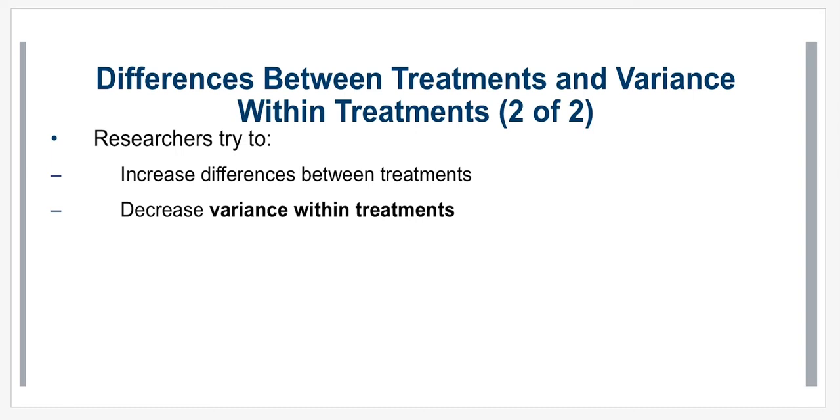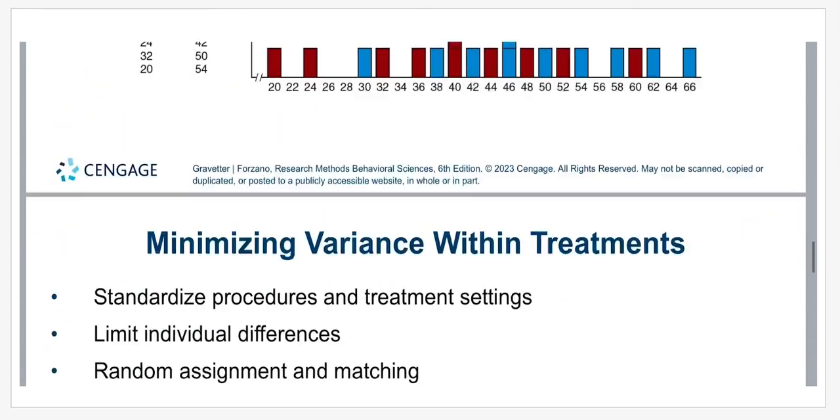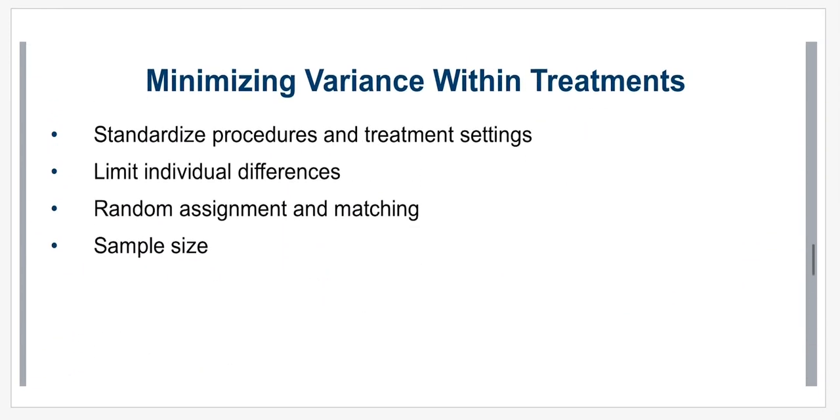Now, decreasing the variance within the treatments, in this example, how would we do that? Well, there are four things that we can talk about in terms of minimizing the variance within the treatments. So in that experiment with the color of the room and the mood, you would want to make sure that you are standardizing the procedures and the treatment settings. So you want to make sure that the participants are treated the same within each group.